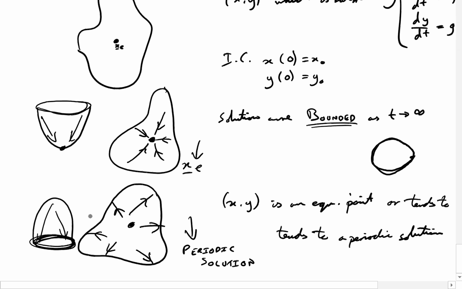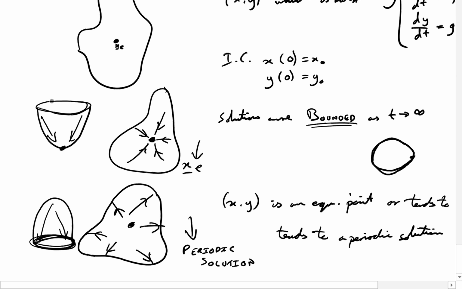Or the other case, it falls towards our equilibrium point. Those are the only two options which can happen, and the whole reason why this happens is because we've got a bounded solution curve. So it tells us that we can't go outside the solution curve.